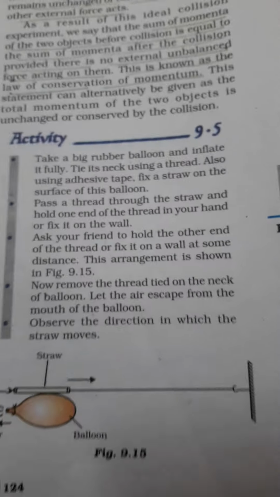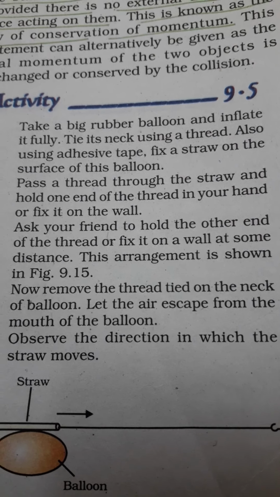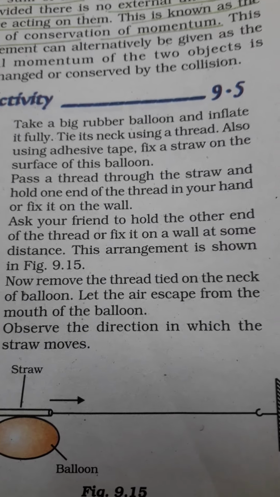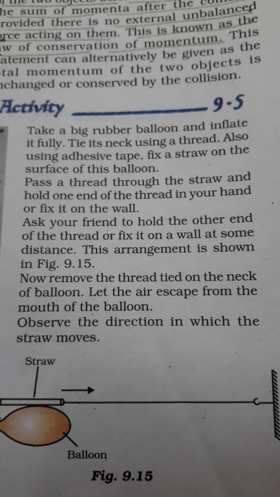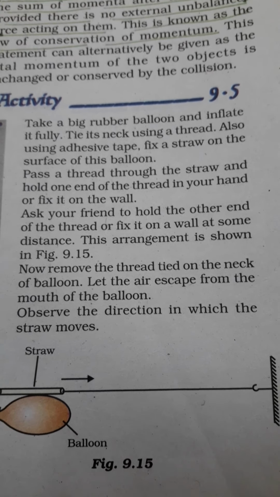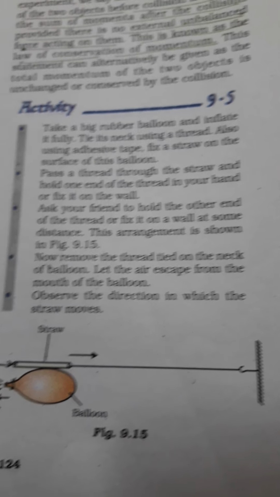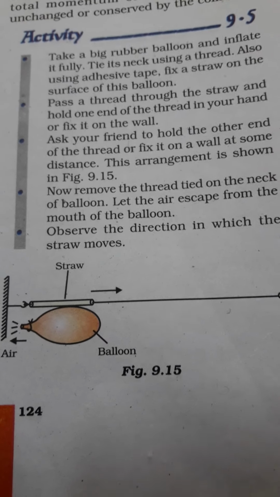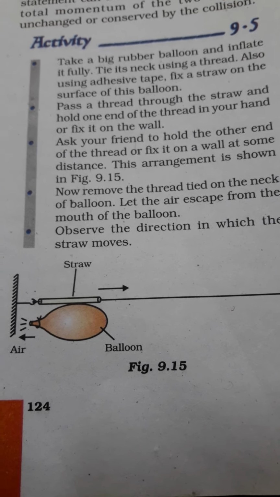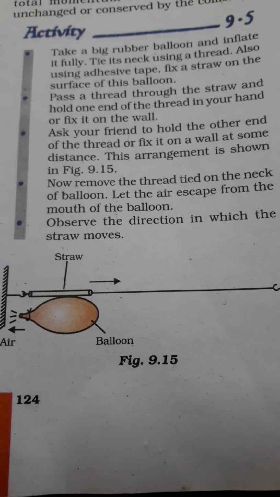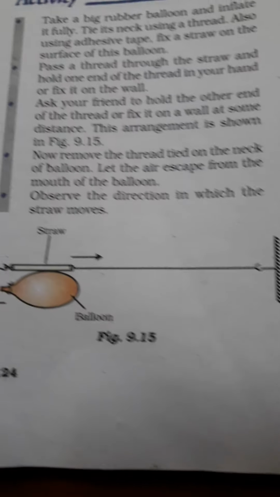Now let us see activity 9.5. Take a big rubber balloon, inflate it and tie it using a thread. Using adhesive tape, fix a straw on the surface of this balloon. Look at the diagram. Now place a thread over the straw, hold one end of the thread in your hand or fix it to the wall, and ask your friend to hold the other end.